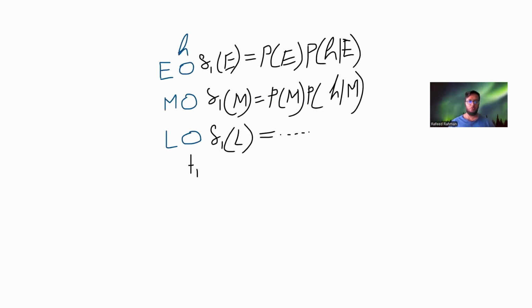We have to go step by step. We have to start from T1 and calculate a quantity called delta 1. So delta 1 is for time step T1: delta 1E, delta 1M, delta 1L. And it is quite intuitive how this is calculated.